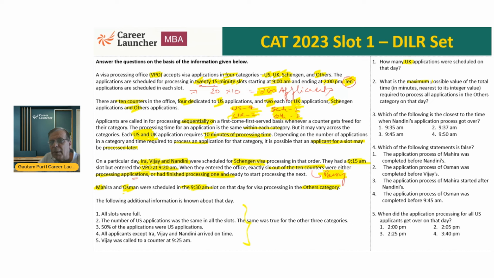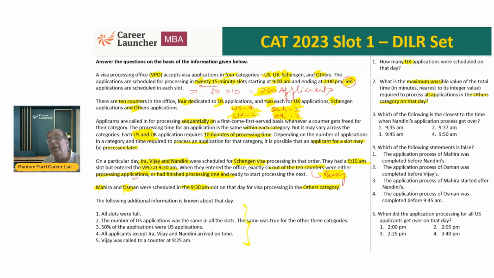Question 2, what is the maximum possible value of the total time in minutes required to process all applications in the others category on that day? What does it mean? It is telling you that as far as others is concerned, you will not know the exact time per applicant for processing the visa. US UK is 10 minutes per visa. For others, it says you will not know the exact time. You'll get a range, that the time is between X and Y minutes. So what is the maximum time? The number of applicants into Y minutes. Okay, so that is what it will give us.